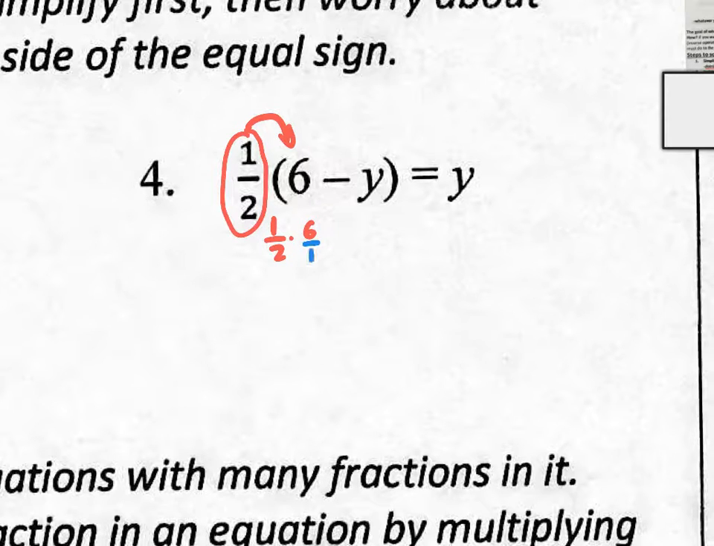You could put the 6 over a 1, and you could multiply 1 times 6 is 6, 2 times 1 is 2. So you're going to have a 6 on top over a 2 on the bottom, and 6 divided by 2, that is 3. Okay, so you don't have to show this work, but you could.